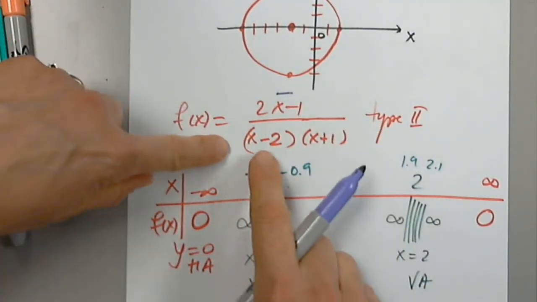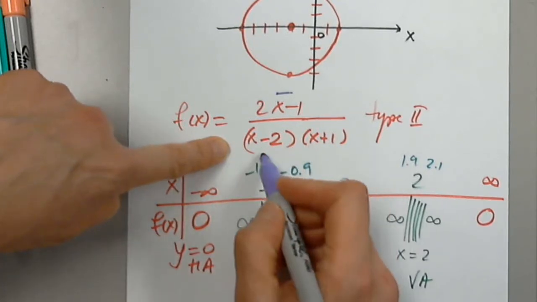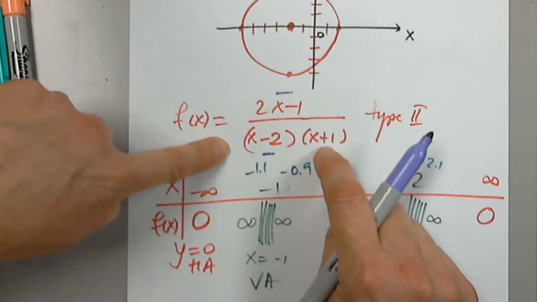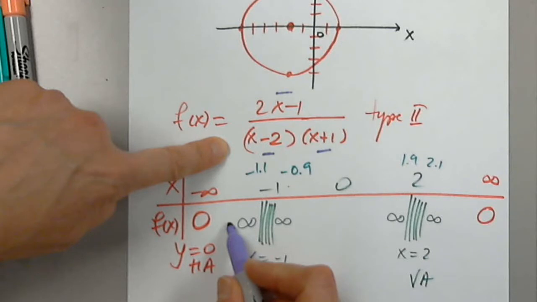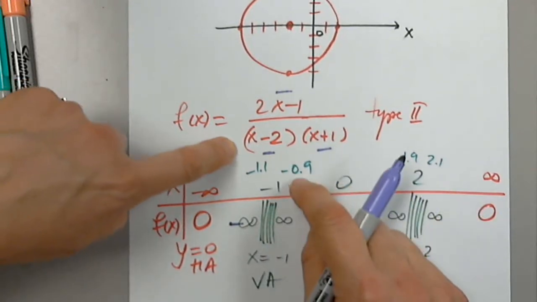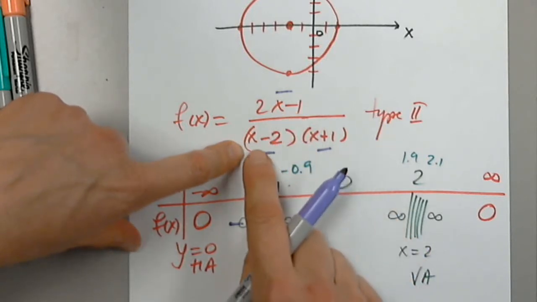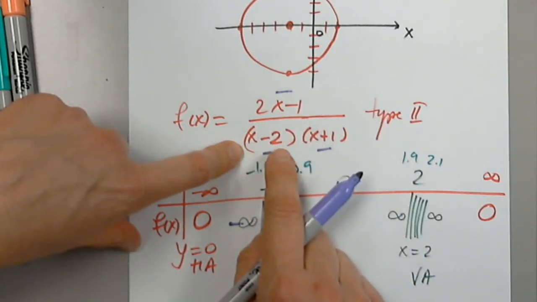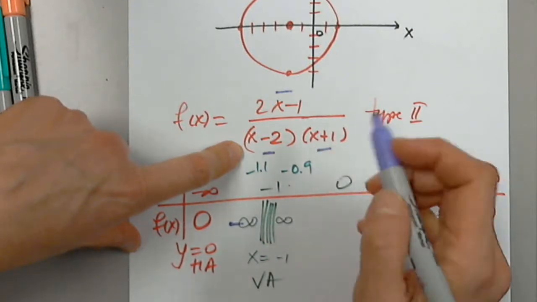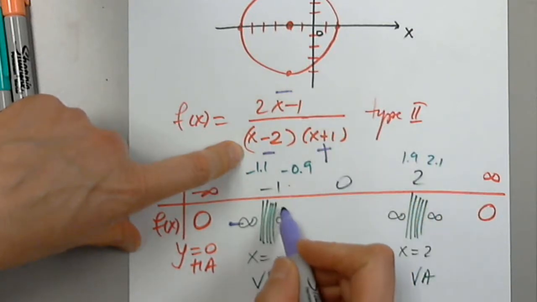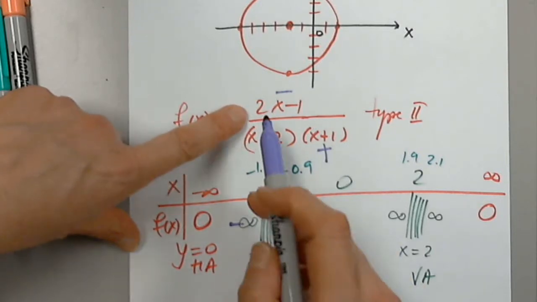Perfect. -1.1 plugged in x minus 2. Perfect. -1.1 plugged in x plus 1. 3 negatives, and I know the sign here. Positive. Not negative. Good. -0.9, the top. Perfect. -0.9 minus 2. But now, -0.9 plus 1. 2 negatives. Done.